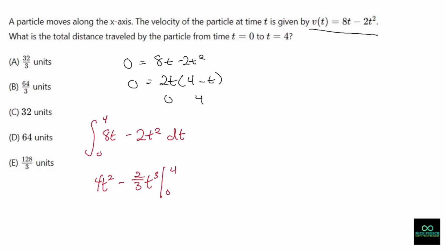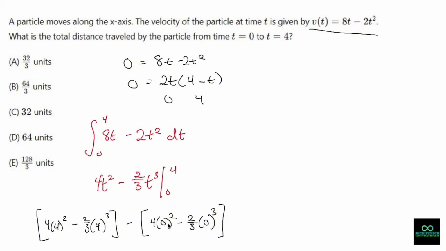Now it's just some gross math, so this is not going to be pleasant. That's okay. We're going to have 4 times 4 squared minus 2/3 times 4 cubed. That's not fun, but this part's going to be kind of easy. 4 times 0 squared minus 2/3 times 0 cubed. So we all know what's going to happen here. 0 squared times 4 is 0, 0 cubed times 2/3 is 0. This whole thing becomes 0. So now I just need to focus on the left side right there.